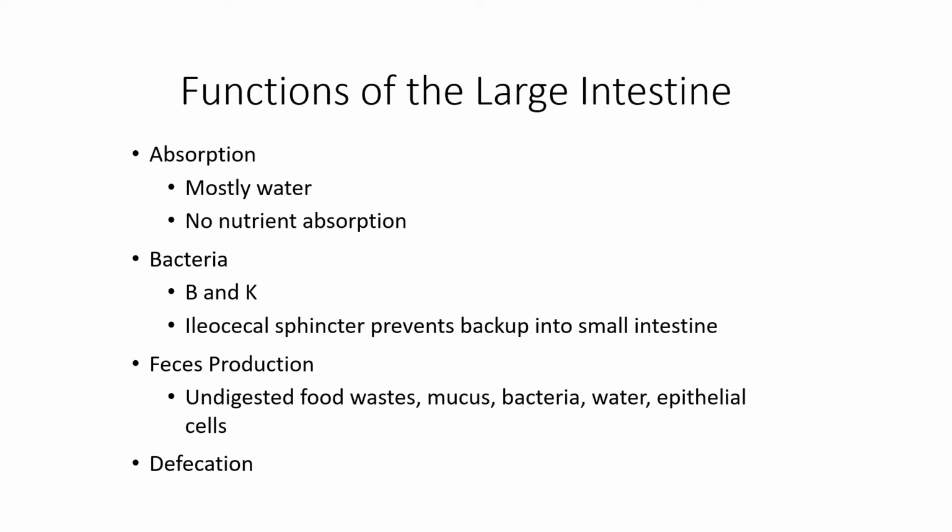The primary absorption that we're doing here is water absorption. Like I mentioned, no nutrient absorption here. The lining just isn't built to take in those nutrients. Bacteria, we actually make vitamins B and K here in the large intestine. Those bacteria actually help make those vitamins. And certain food groups have great sources of vitamins B and K.